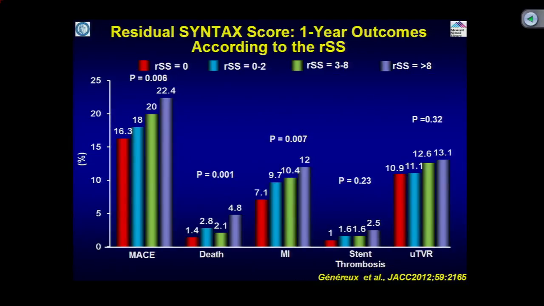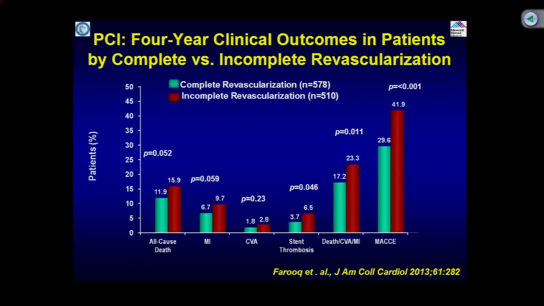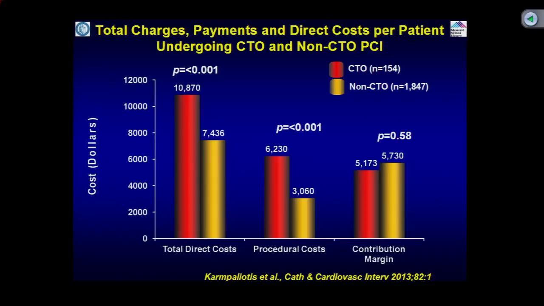Now this goes back to our residual SYNTAX score. We routinely treat lesions which we can do, but many times we leave the CTOs. This is actually data from our SYNTAX trial. The residual SYNTAX score of less than 2, 3 to 8, or more than 8 is associated with a gradient in terms of MACE, death, MI, and TVR. So clearly it makes sense that you try to do as complete a revascularization as possible, because, complete versus incomplete, many data have shown that complete revascularization is associated with a lower event rate at follow-up.